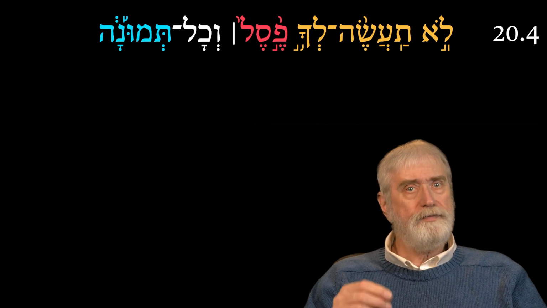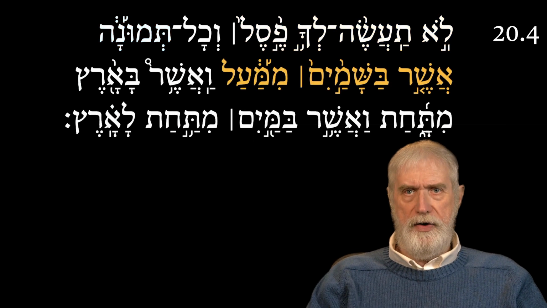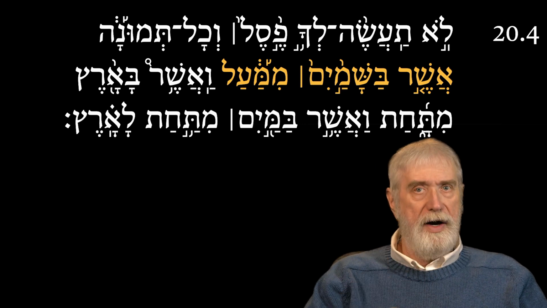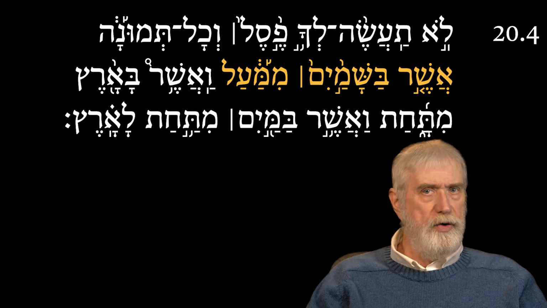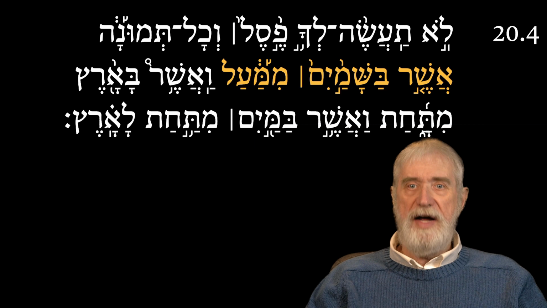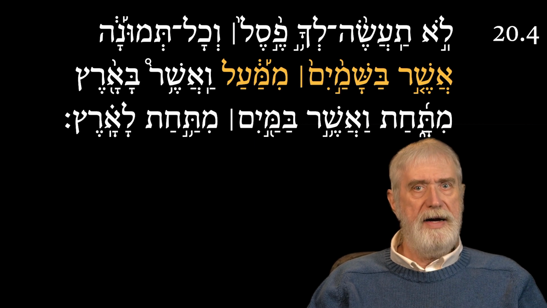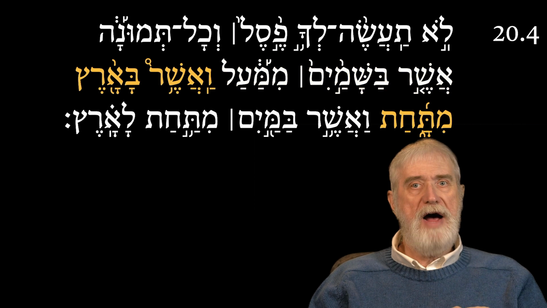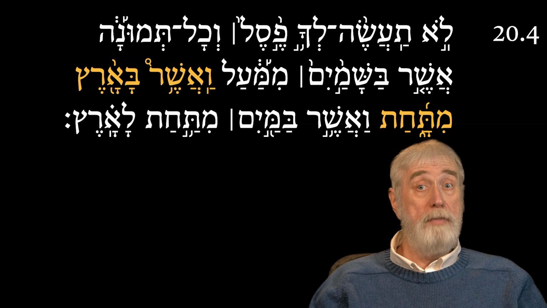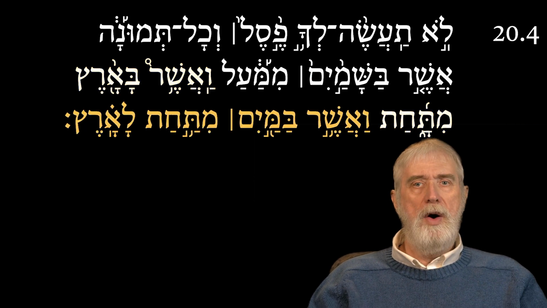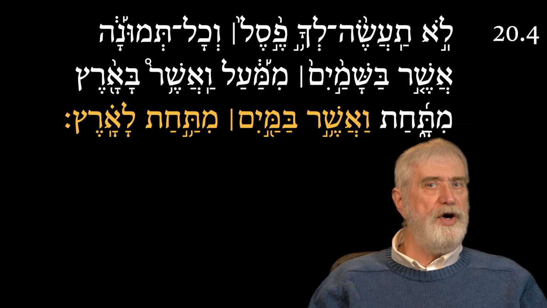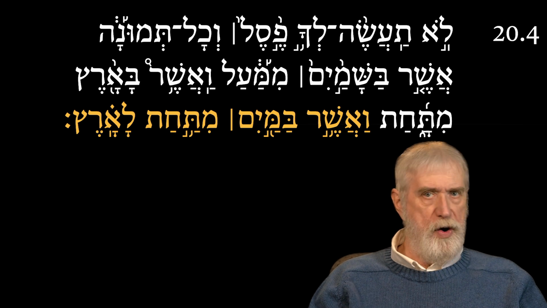And this is followed by three relative clauses that together expand on this thought of any likeness by making it all-inclusive. First, we have asher b'shamayim mima'al, of anything which is in the sky above. Next, we have v'asher b'eretz mitaketh, which is in the earth below. And then finally, v'asher b'mayim metaketh la'aretz, or which is in the waters beneath the earth.